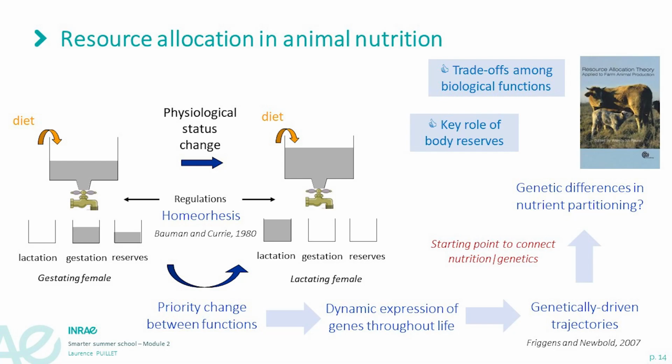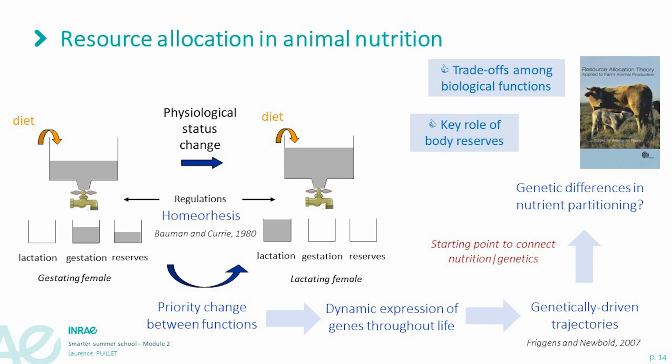And I could have even made something between the reserves and the lactation. So to support this change, here the tap is channeling everything into gestation and reserves, and here everything is channeled to lactation. You have a full coordination of hormones and all metabolites, and that is what we call the homeorhesis regulation. The key paper about that is from Bauman and Currie, 1980. That really well explains these coordinated changes within the female organism.